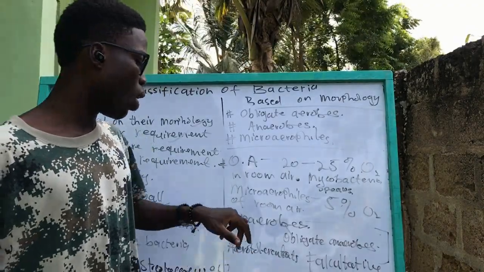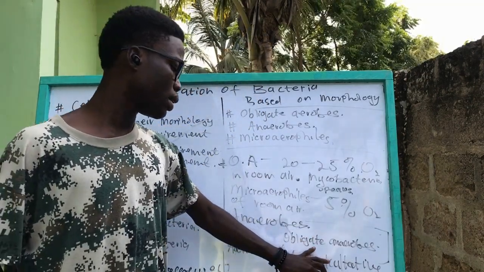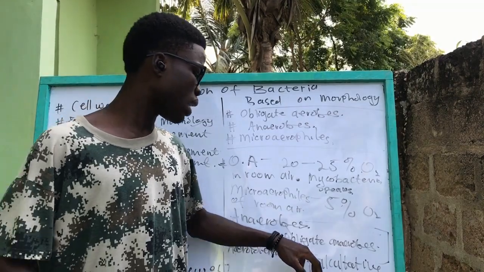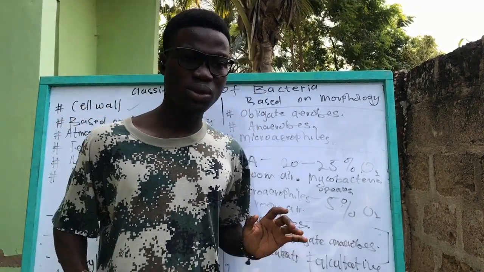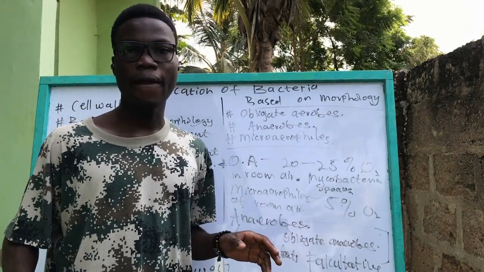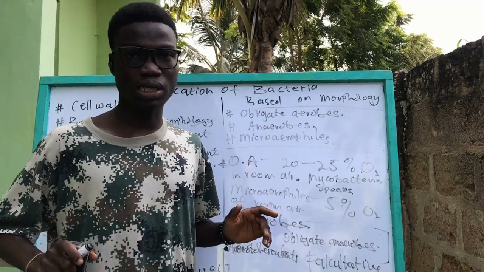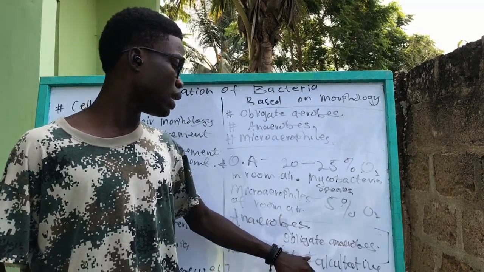Then we have the obligate anaerobes. So for the obligate anaerobes, they require strict absence of oxygen. So they are strictly anaerobic. So they don't need oxygen to survive. They are anaerobes. If you deprive it of oxygen, it will grow so well. So those are obligate anaerobes.